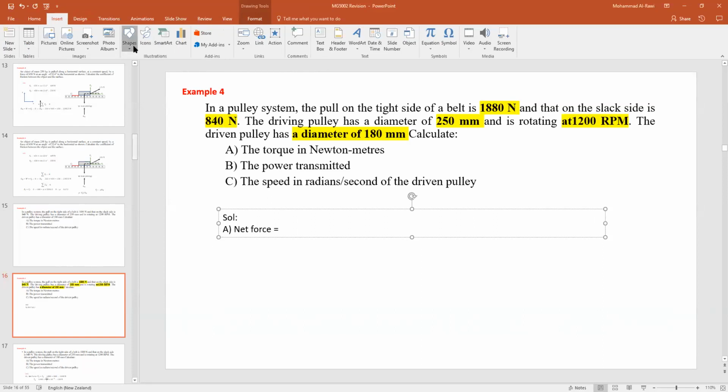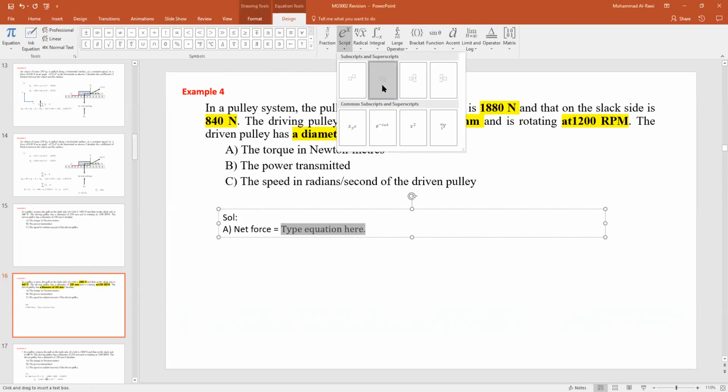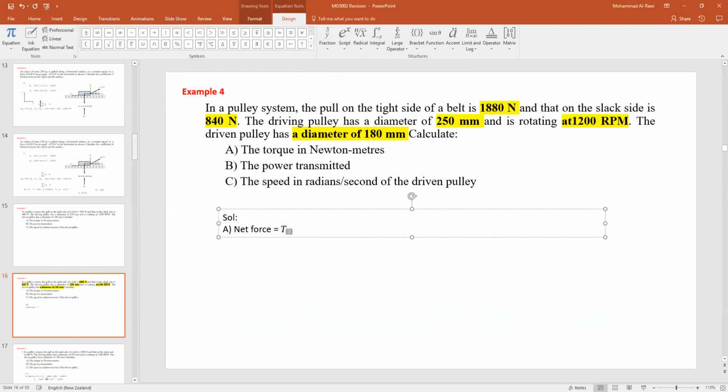So I would just write the proper equations for that. T1 minus T2, depending on which one you define as T1 and T2, equals, so I put the numbers, the big number, which is 1,880 minus 840. This will give you 1,040 newtons. So this represents the net force for it.